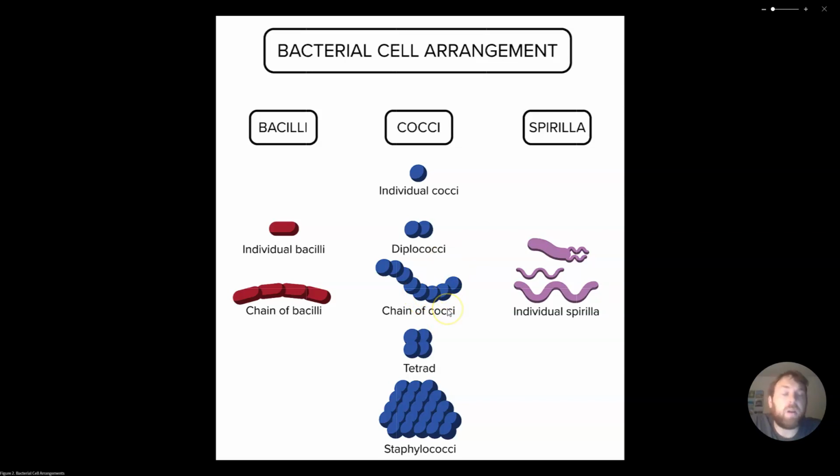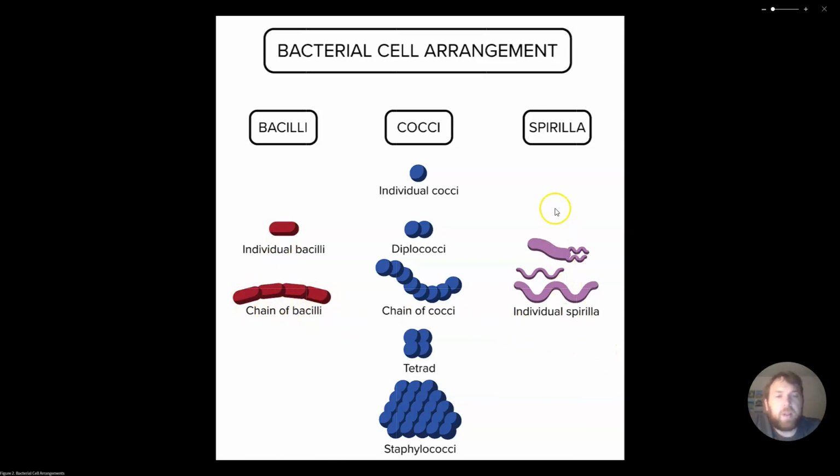Each bacteria has their own way of arranging their colonies because they have different ways of communicating with one another. So this is a good way to understand not only what the bacteria look like, but how they're arranging can be a way to identify them. Bacilli bacteria will either be individual bacillus or a chain of bacilli. We actually see this with some staph infections as well.